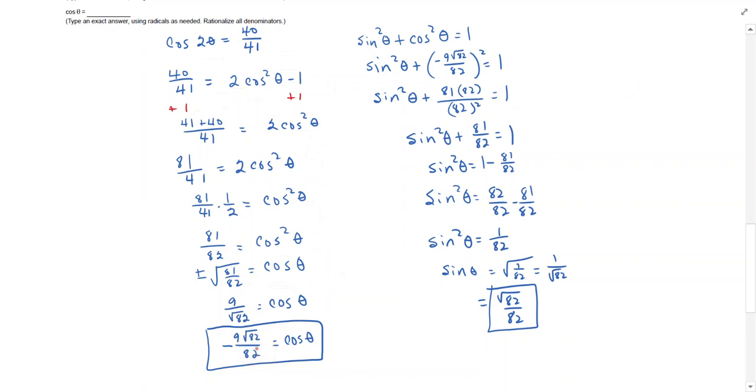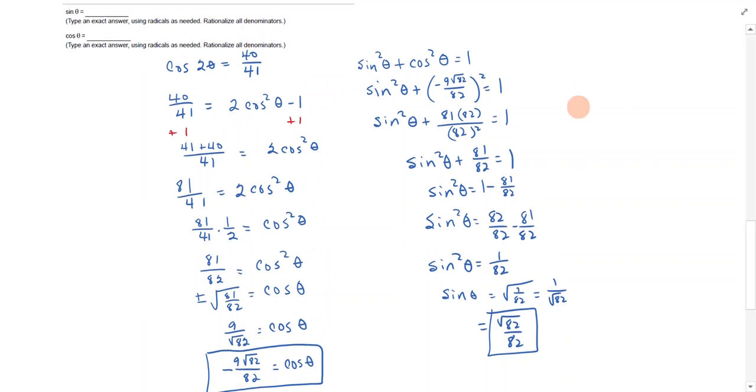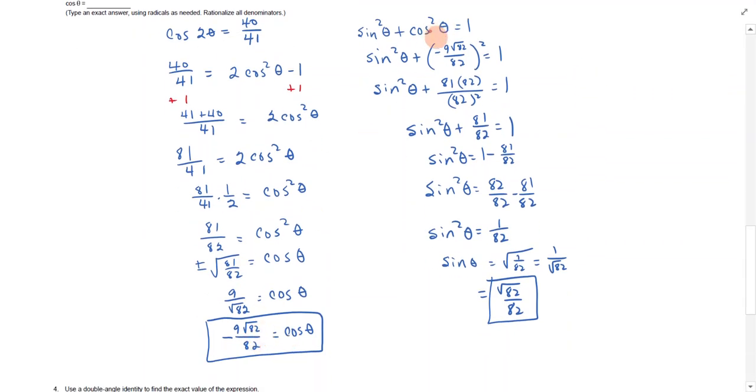So we were supposed to find cosine. Then we need to find sine. So we're going to plug this in for cosine here and solve for sine. So we square that. We get 81 times 82 over 82 squared. And that becomes 81 over 82. Subtract that over here. So sine squared theta equals 1 minus that. We make this 1 82 over 82. So we end up with sine squared theta is 1 over 82. Take the square root of that. You get 1 over the square root of 82. When you rationalize it, you get this.